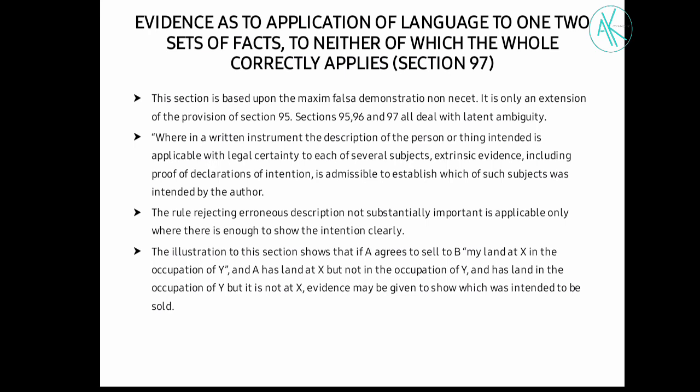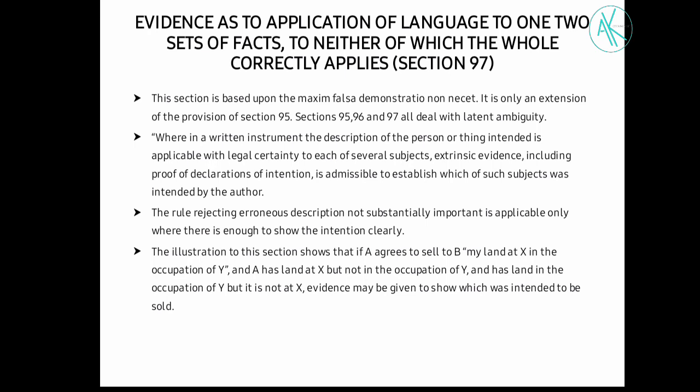Where in a written instrument the description of the person or thing intended is applicable with legal certainty to each of several subjects, extrinsic evidence, including proof of the declaration of intention, is admissible to establish which of such subjects was intended by the author. The rule rejecting erroneous description not substantially important is applicable only where there is enough to show that intention clearly.